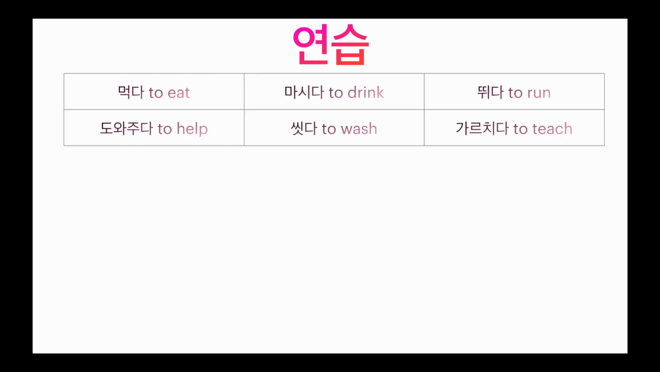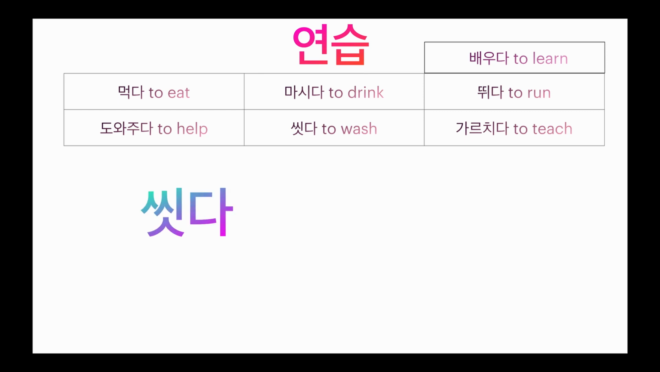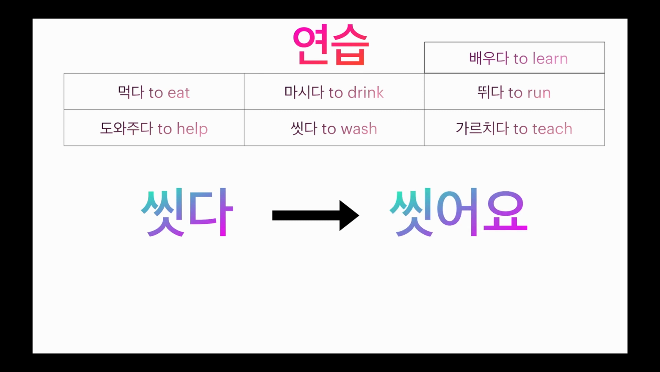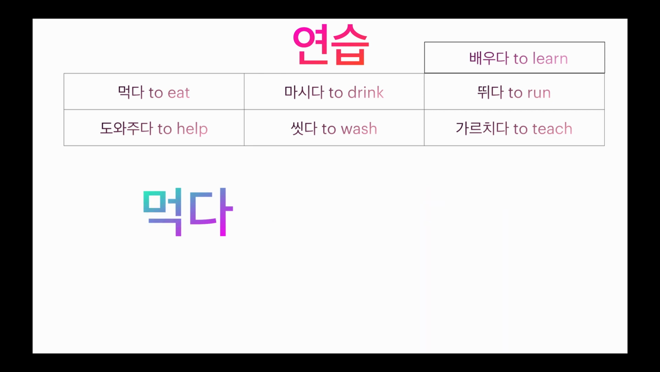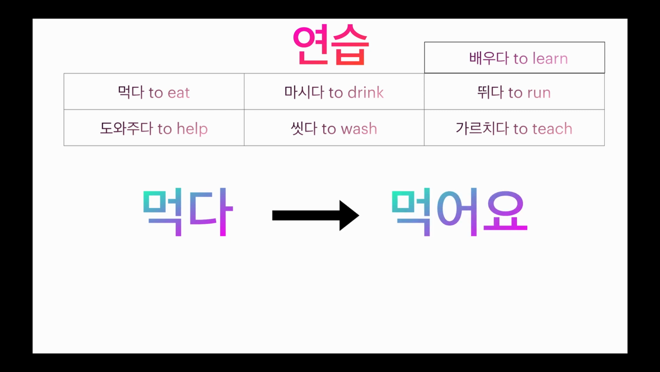So let's go ahead and get into some 연습. This time, instead of making sentences right away, let's just go ahead and practice the conjugation rules that we just went over, and in polite form, starting with 씻다. So 씻다 becomes 씻어요. How about 먹다? 먹다 becomes 먹어요.